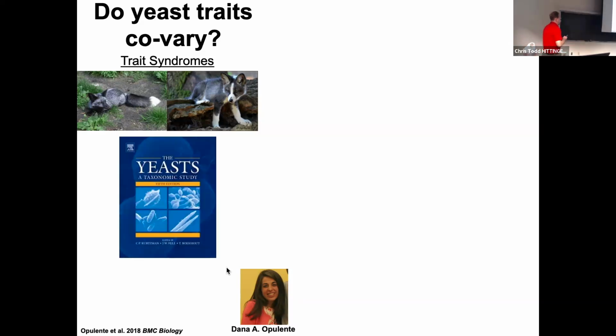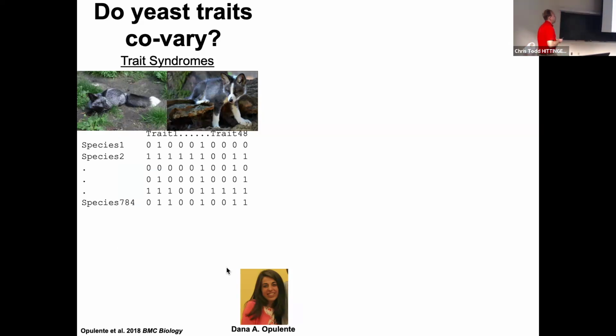To test this hypothesis, we again took advantage of taxonomic practice. We got the traits from this book written by a couple of taxonomists, including Cleet Kurtzman, and we recoded them as ones and zeros. The initial trait matrix was 784 species, with 48 traits. This is the data that actually underlies all taxonomic descriptions. They thought that they were basically coming up with a key to identify yeast species, and that this would somehow tell you which yeast species were related to one another. I'm going to show you that that idea really doesn't work out the way they thought it did, but it works out great for us.